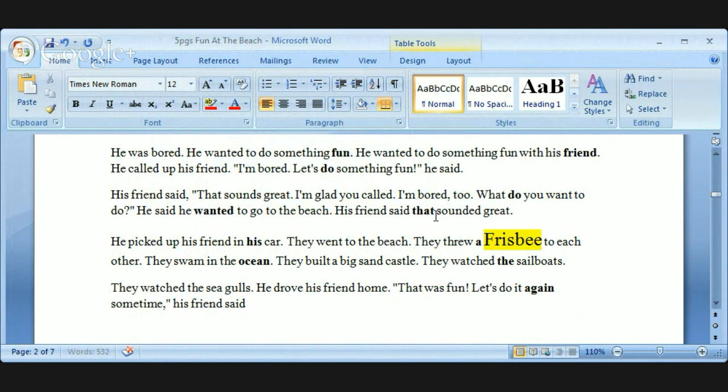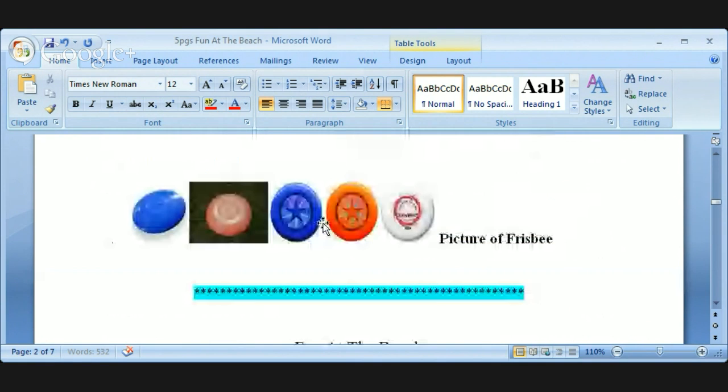His friend said, That sounds great. He picked up his friend in his car. They went to the beach. They threw a frisbee to each other. They swam in the ocean. They built a big sand castle. They watched the sailboats. They watched the seagulls. He drove his friend home. That was fun. Let's do it again sometime, his friend said. And here are pictures of frisbees.